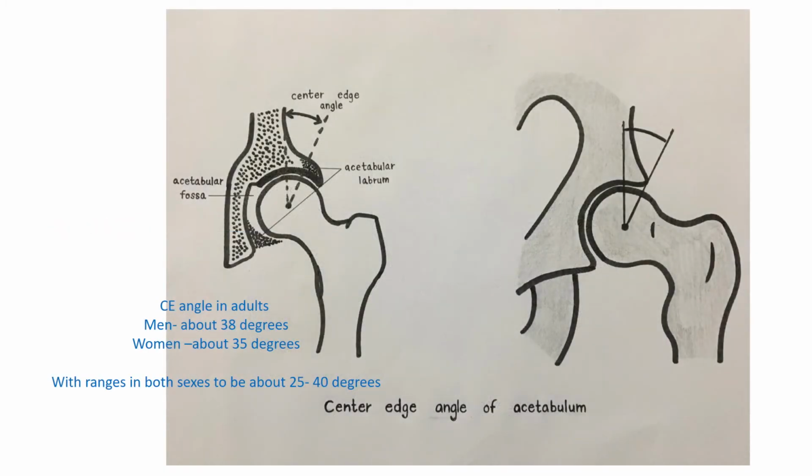Center edge angle of the acetabulum. CE angle: a line connecting the lateral rim of the acetabulum and the center of the femoral head forms the CE angle. It shows the depth of the acetabulum. CE angle increases with age. A decreased CE angle results in an increased risk of superior dislocation of the head of the femur. Children have less coverage over the head of the femur, therefore decreased joint stability. Congenital dislocation is more common.